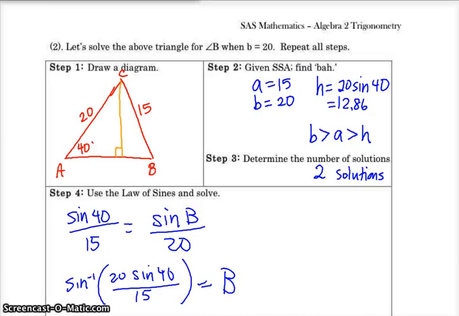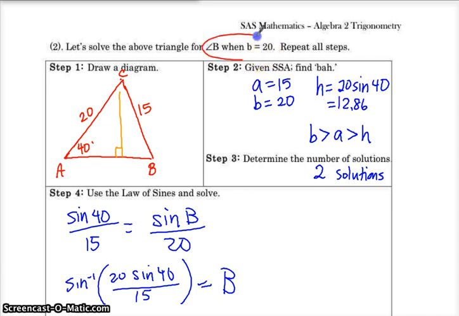Okay, here's example number 2. Again, my diagrams initially are not very good. This is a length of 20. Oops, I just erased it. This is a length of 20, so it's a little bit longer than my 15. But then, so here's my scenario. So A is 15, B is 20. My height is 20 sine 40.